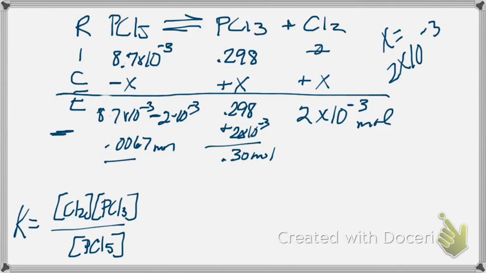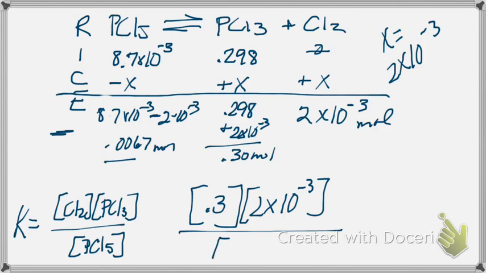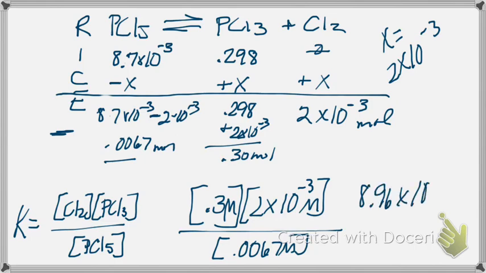So now we plug in 0.3, 2 times 10 to the negative 3, and we divide by 0.0067. Of course, those are all molar. So then we get 8.96 times 10 to the negative 2. So K is less than 1, so we're going to favor reactants.